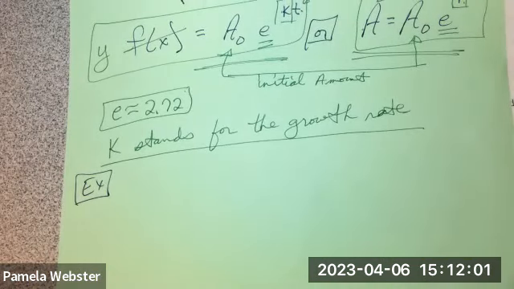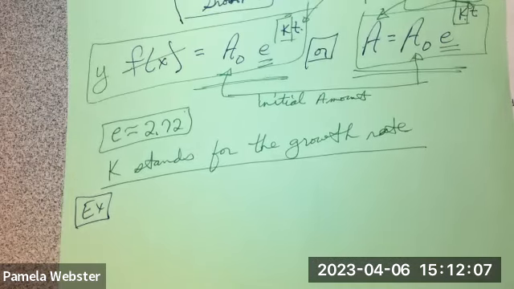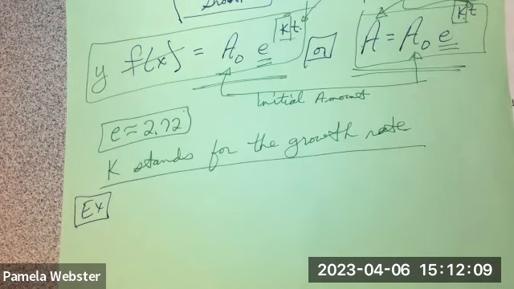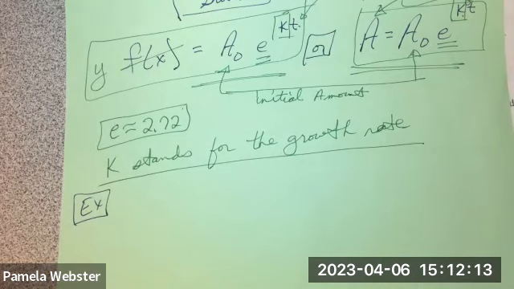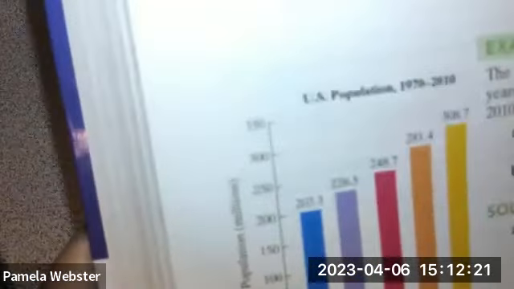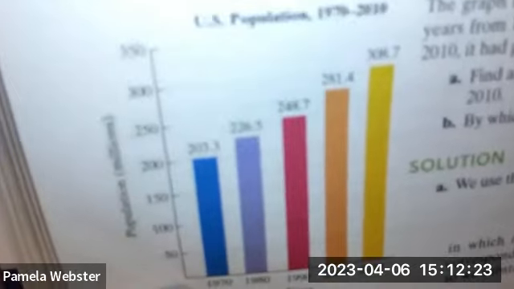So the problem says we're going to model the growth of the U.S. population. The graph in figure 4.22 shows the U.S. population in millions for 5 selected years from 1970 through 2010. Okay, and if you wanted to see it in the book, it's a bar graph basically, right? So those are the population numbers, okay?